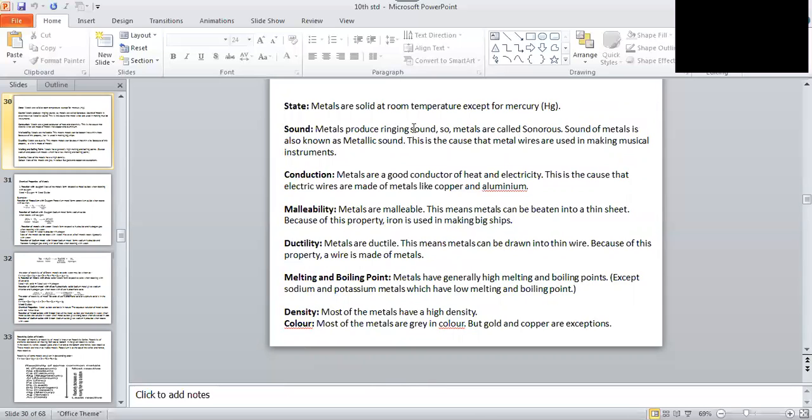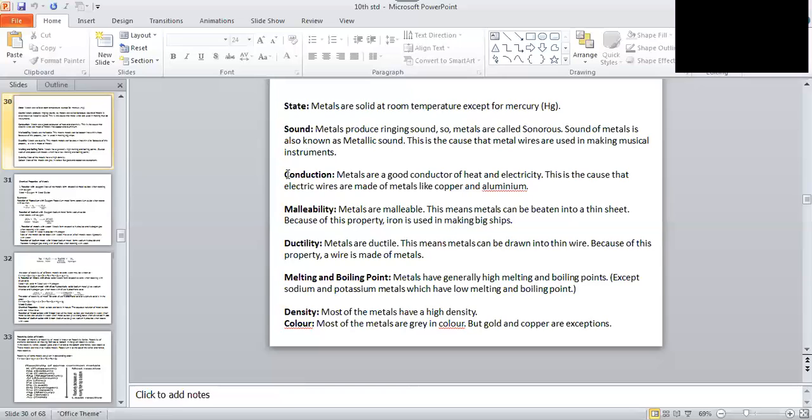Then sound. Metals produce a ringing sound. These metals are called sonorous. So which metals are sonorous? The metals which produce a ringing sound are called sonorous metals. The sound of metal is known as metallic sound. This is why metal wires are used in making musical instruments, because metals produce a ringing sound, which is called sonorous.